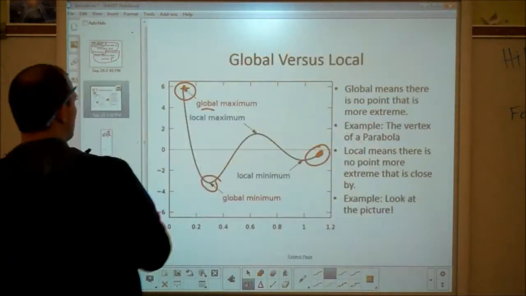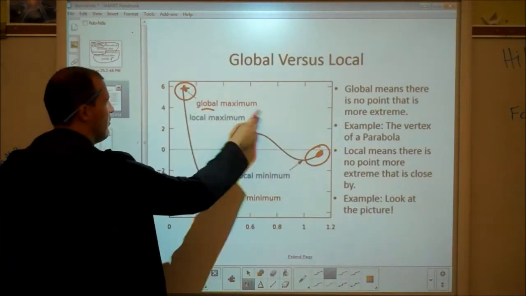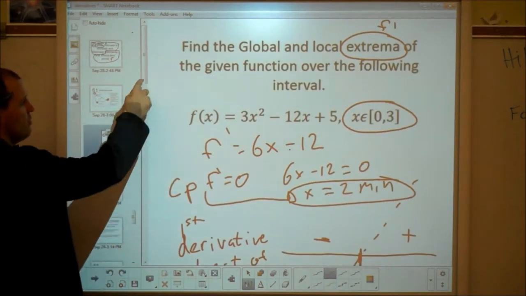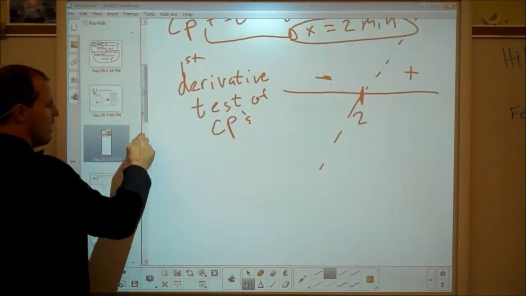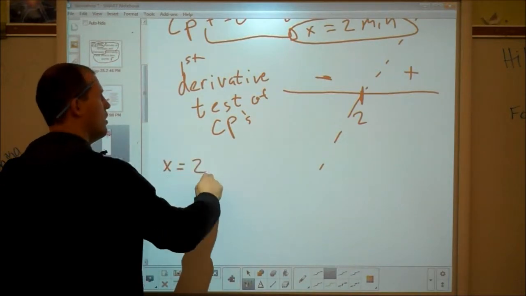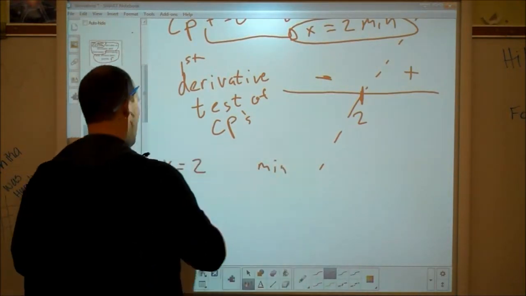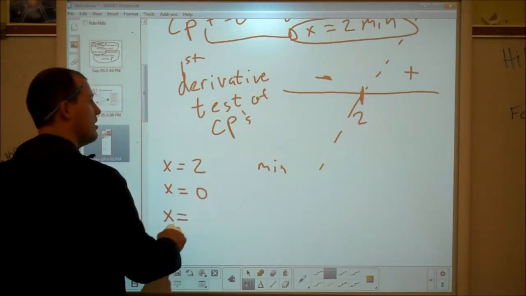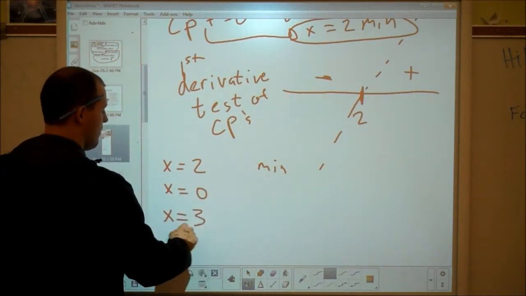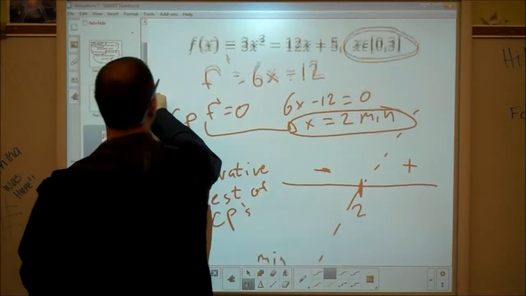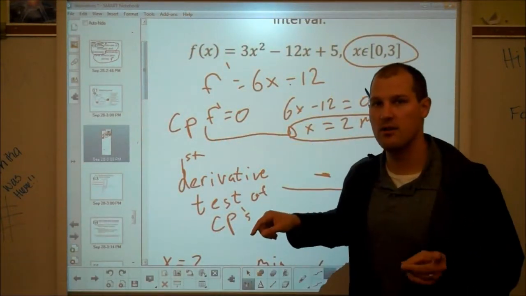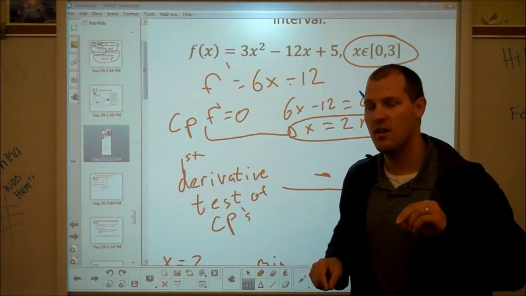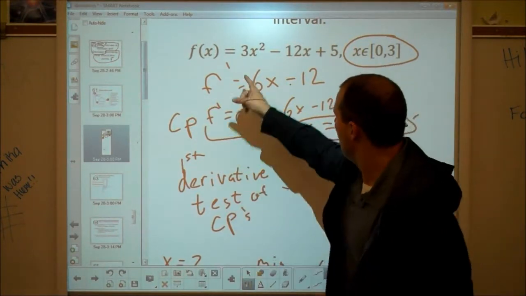The other thing we have to do, and we saw that in the visual, we have to test the endpoints. We need to know what happens there. So I'm going to come back down here and I'm going to test the endpoints. So right now what I know is that x equals 2 was a minimum value. I need to test x equals 0 and I need to test x equals 3. So let's do that. Remember, I'm plugging them in. Wait a minute. Original or derivative? We're asked for the most extreme values of f. So I'm going to actually plug them into f.